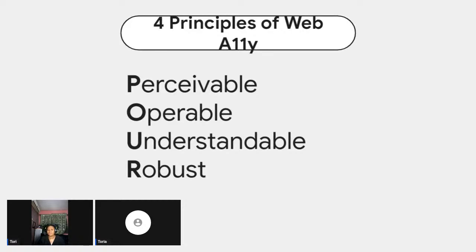What does this mean, right? For short, there's usually an acronym. If you notice, the first letters are in bold letters, right? This is because the acronym POUR is usually used for these four principles of web accessibility.